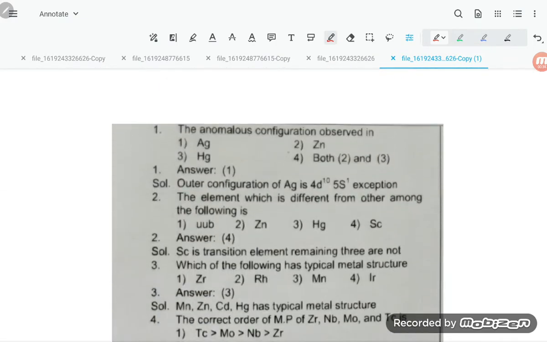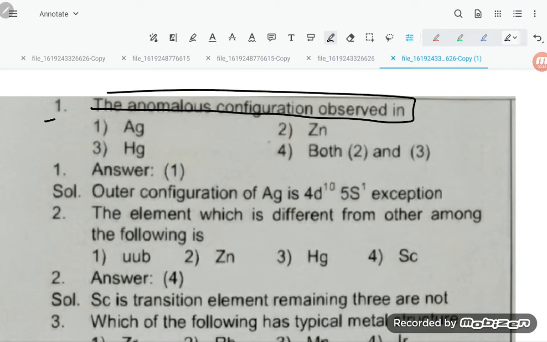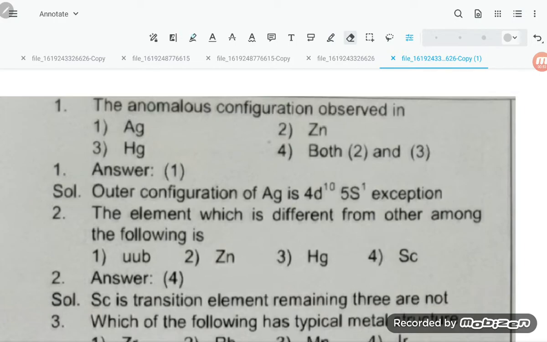So let us try question number 1, students. What the question is saying: the anomalous configuration absorbed in silver. Okay, if you talk about the anomalous, not amalgam, students, this is anomalous configuration observed in silver.